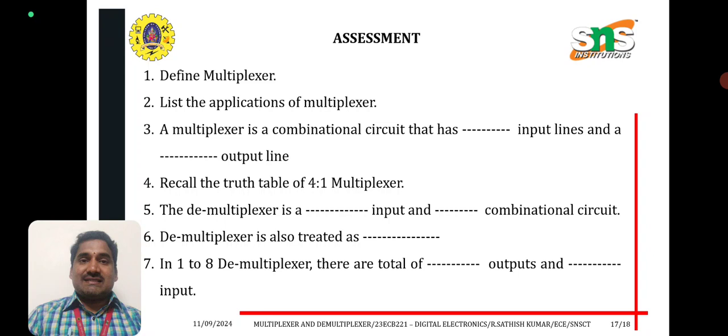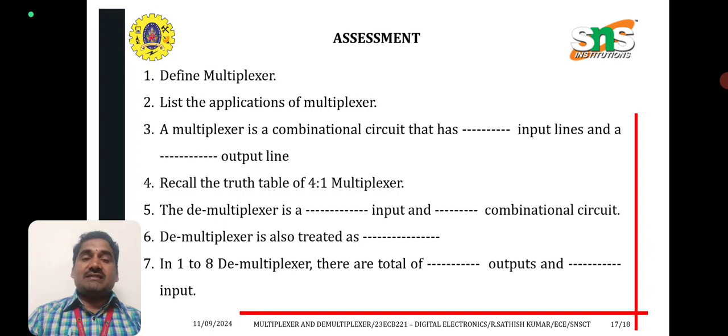Now we can see the assessment. Define multiplexer. Multiplexer is a combinational circuit that has 2 power n input lines and produces a single output line. List the applications of multiplexer. It is used in satellite communication. It is used in global positioning system. It is used in programmable logic control systems, etc. It is used as a data selector device.